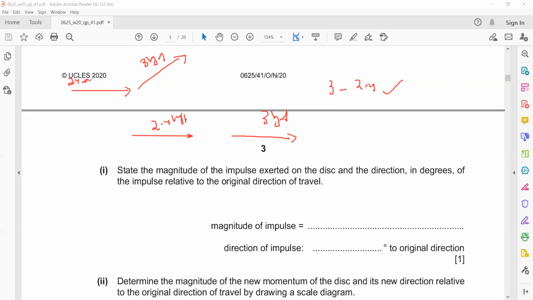So whenever we calculate an impulse, we take the initial and final in the same direction. Initially the object was not moving in this direction. That's why initial momentum is considered to be 0 kilogram meter per second and final is 3. So when we calculate the magnitude of impulse, it is 3 minus 0, which equals 3 newton second. Is it clear, this part?